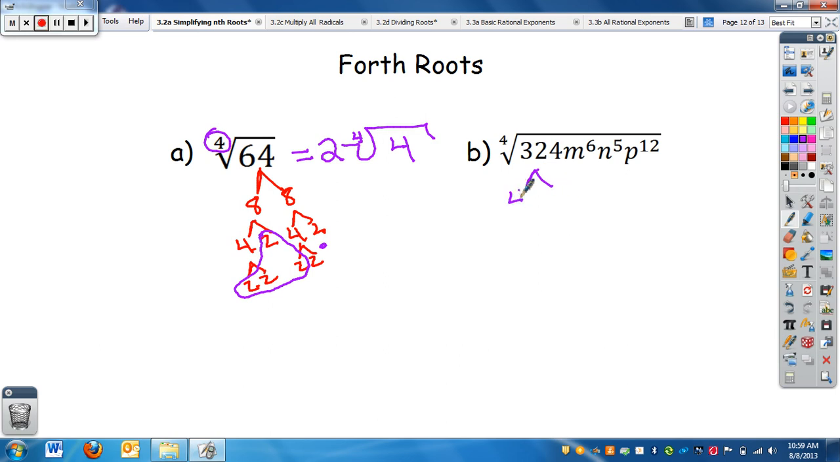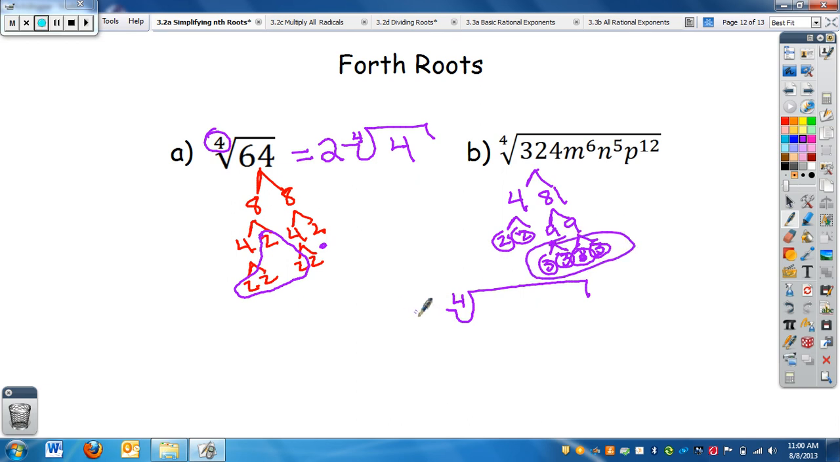I know 4 and 81. This is 2 and 2. 81 is 9 and 9, 3 and 3. Alright, so I have the fourth root. I need 4 to go outside. Well, I have 4 3s, so a 3 gets to go outside, and 2 2s, so a 4 stays in.